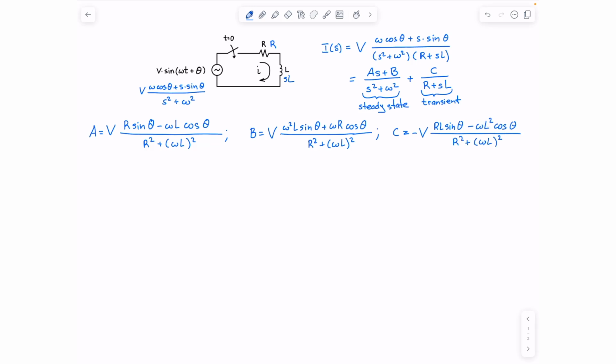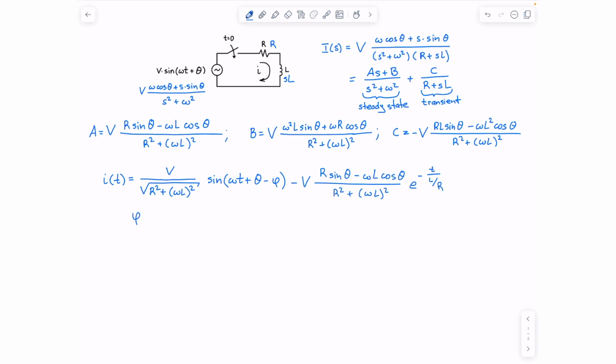Now, when we know the coefficients, we take inverse Laplace transform, and our function of current and time is the following. Phi in this function is an inverse tangent of omega L over R. The first term of the function is in simplified way, and the second term also can be simplified, but we need an exponential term in this form for analysis purposes.